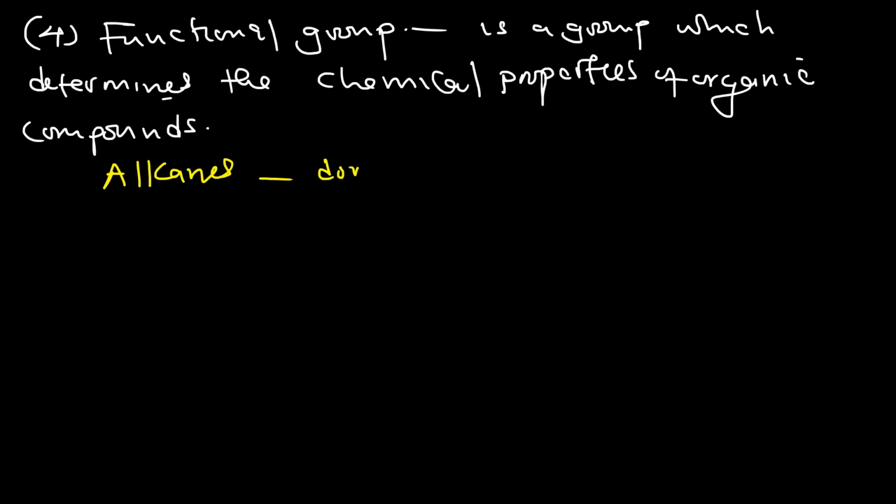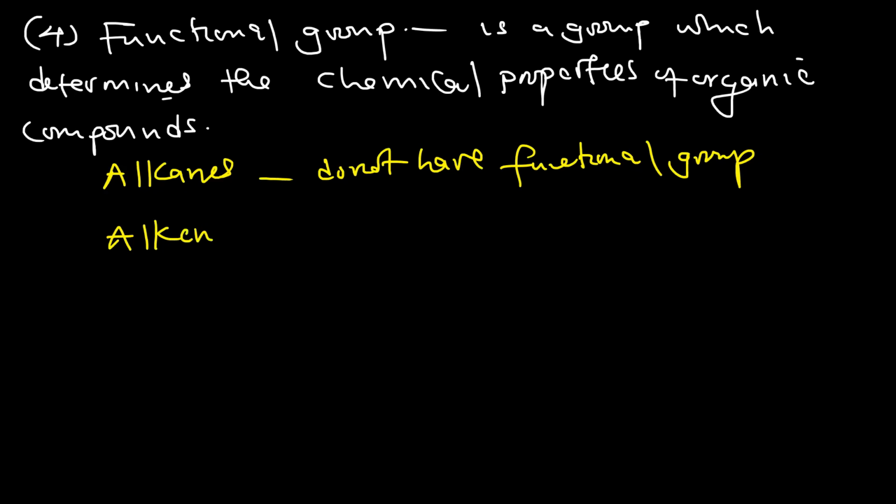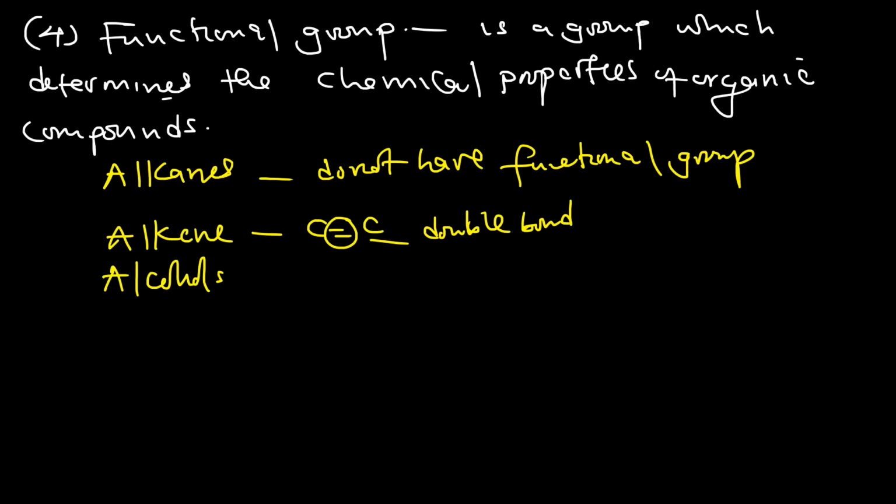Under this one, the families we said we are going to look at: alkanes do not have a functional group. But the other ones, such as alkenes, have a double bond between carbons. In other words, the functional group of alkenes is the double bond. Then we have alcohols. What is the functional group of alcohol? Each alcohol has the OH. That is how you know that this is an alcohol. This is called a hydroxyl group. So alcohol has a hydroxyl group as the functional group.